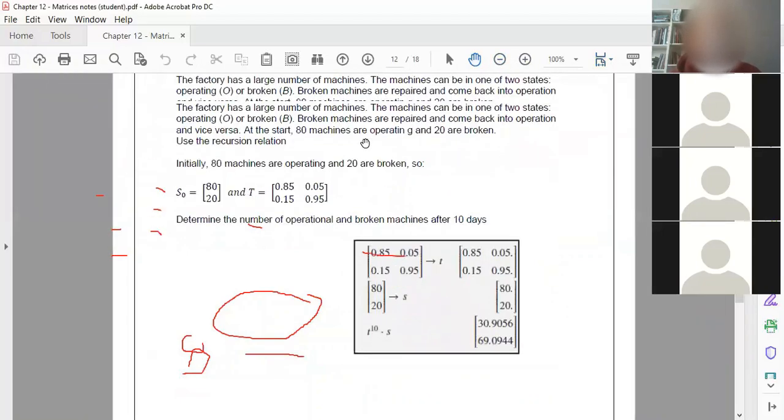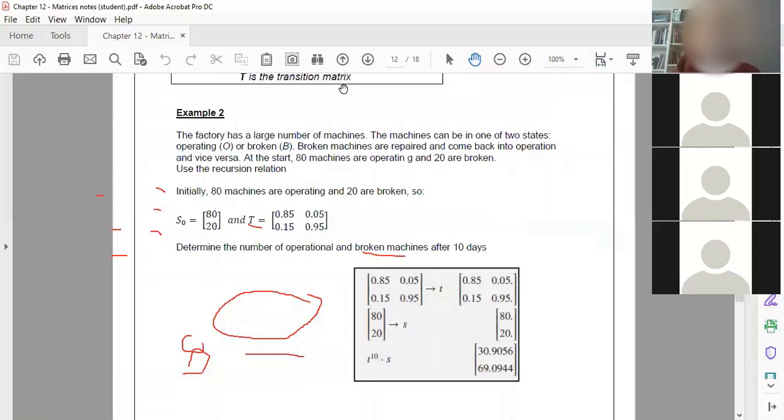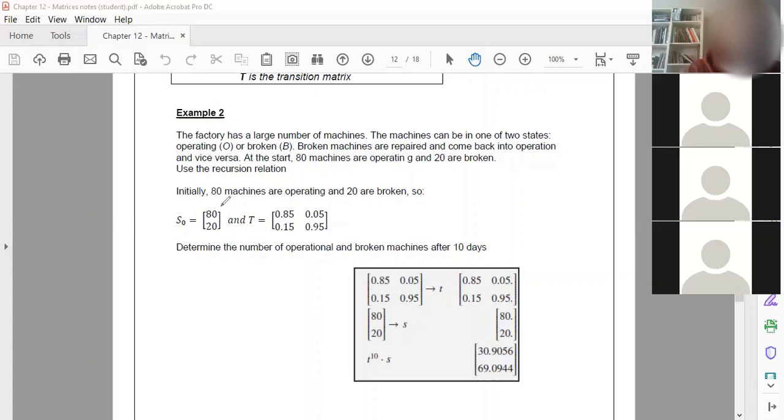Okay, example 2. Let me clear that. So the factory has a large number of machines. The machines can be in one of two states, operating or broken. Broken machines are repaired and come back into operation, and vice versa. At the start, 80 machines are operating and 20 are broken. There they are, there's the original. Okay, we can do this with the transition matrix. I'm going to do it with you.